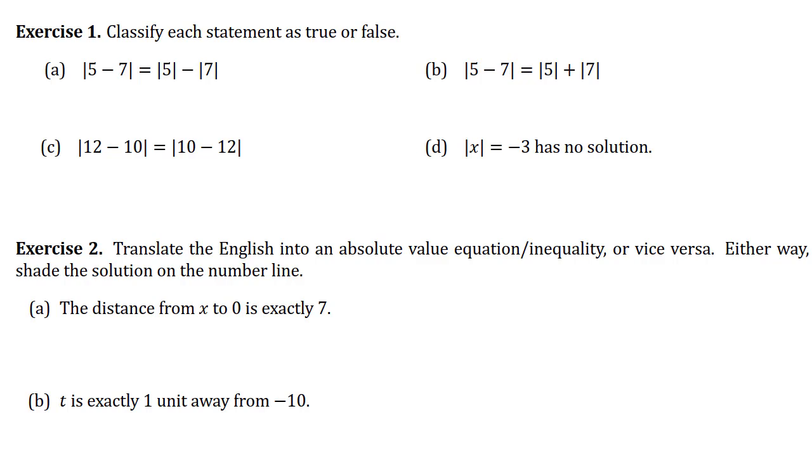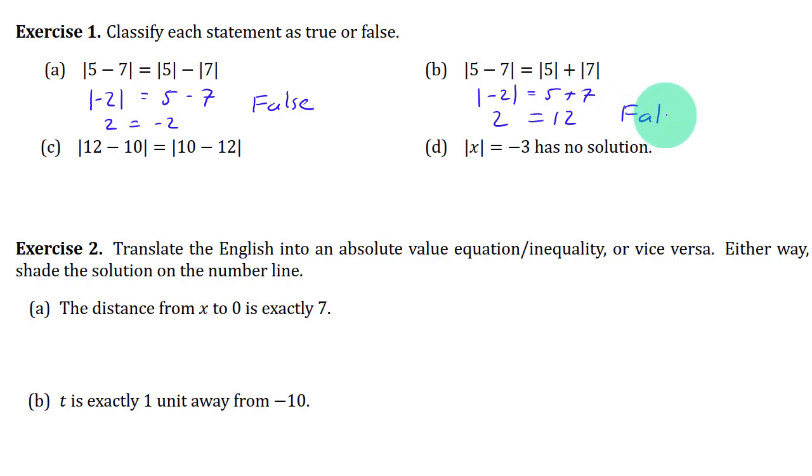So, for exercise 1A, do whatever's in the parentheses first here, which is 5 minus 7, which gives you the absolute value of negative 2. On the other side, you do 5 minus 7, doing those absolute values first. So this gives you 2 equals negative 2, which is not true. Over here, we have 5 minus 7, which is still negative 2. The absolute value of that gives you 2. And so on the other side, we've got 5 plus 7, which is 12, and 2 is not 12.